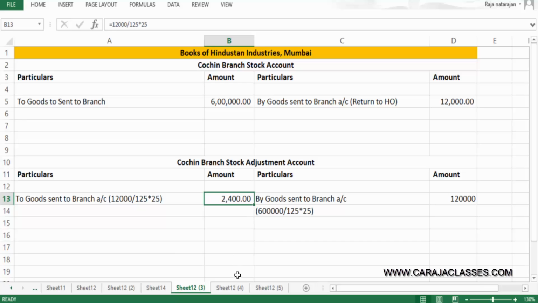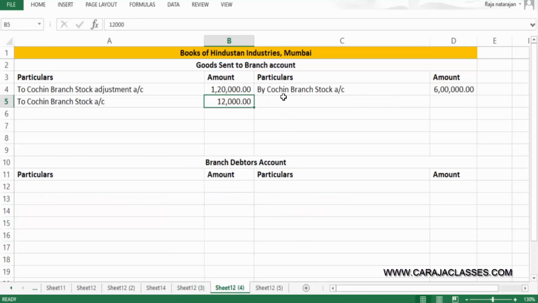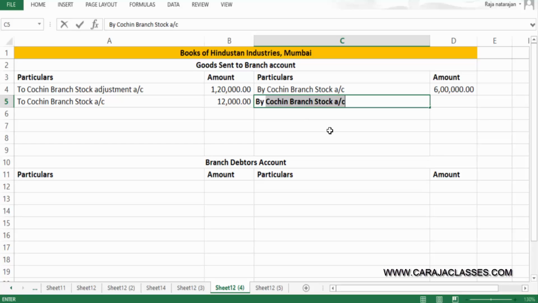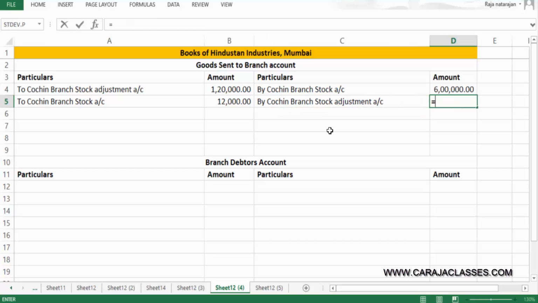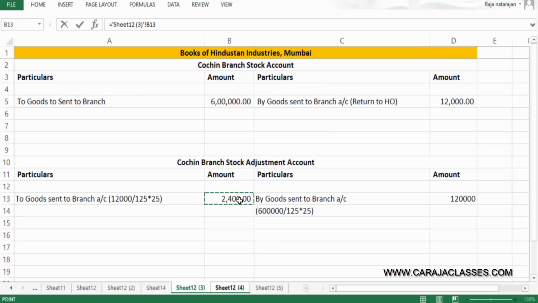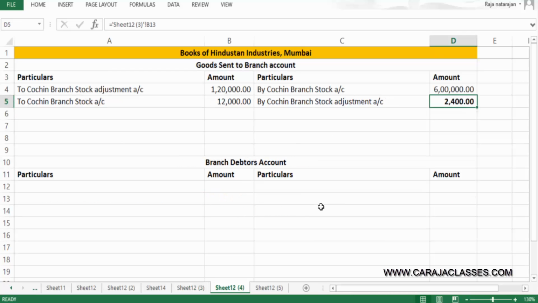Okay, now let's give the effect for that in goods sent to branch. We'll say by Cochin branch stock adjustment account, and the amount involved is this 2,400. So that is also taken care of, right?